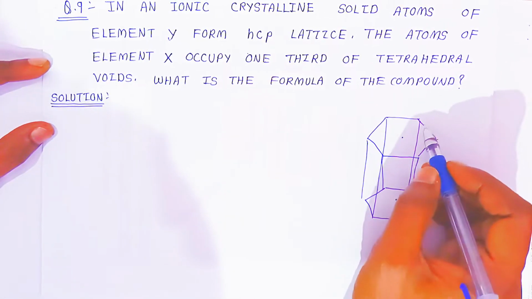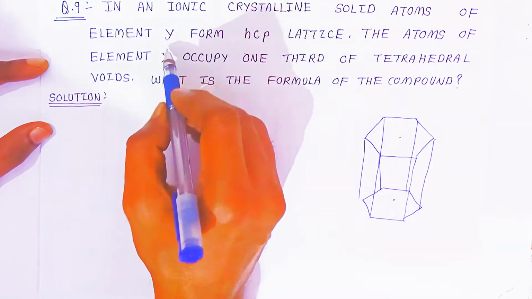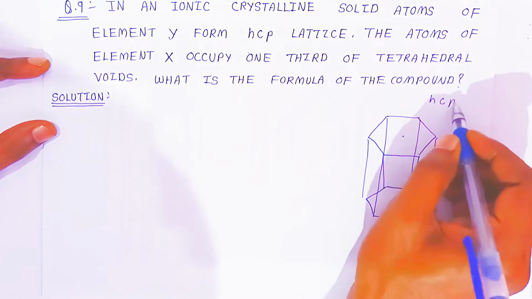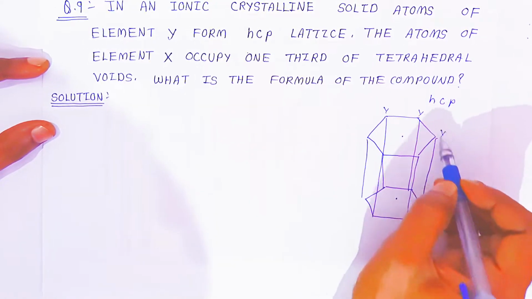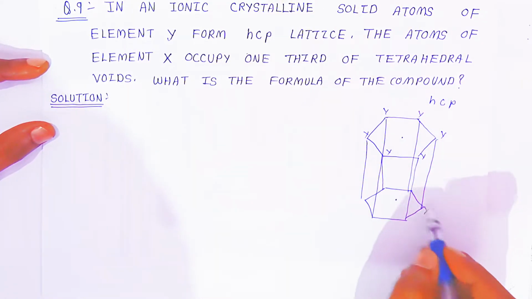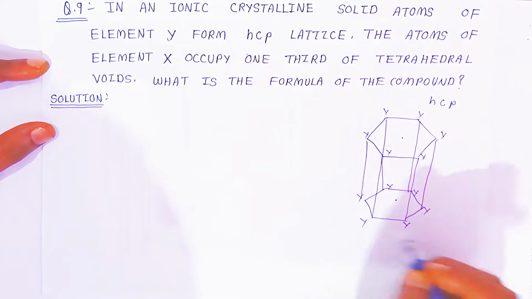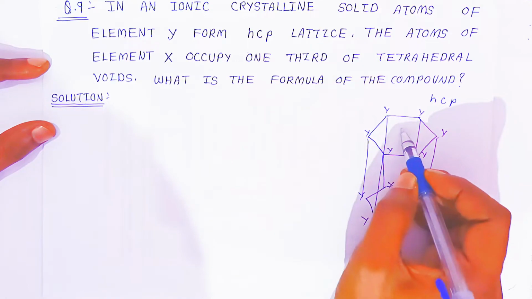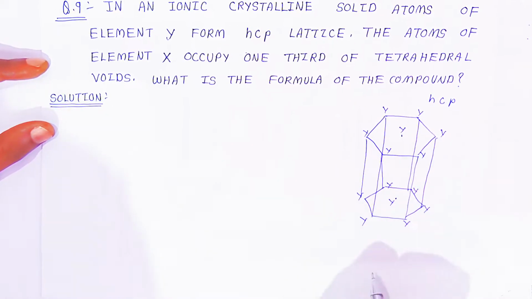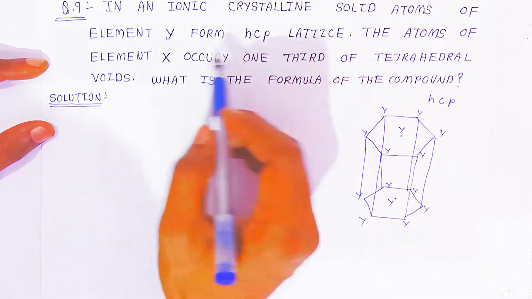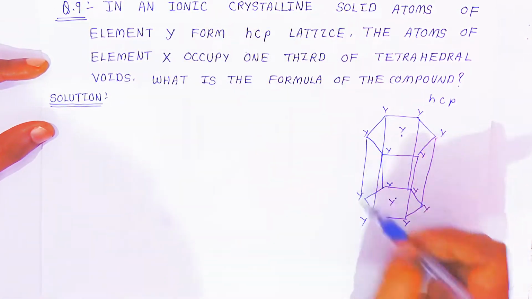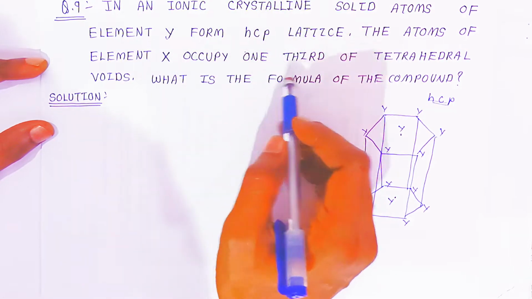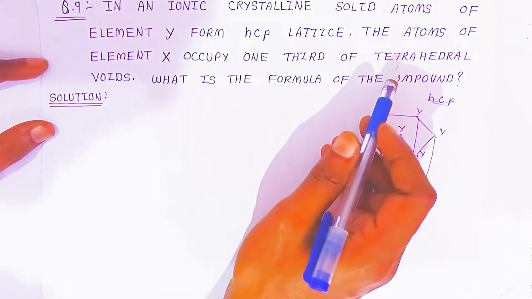Total how many corners are there? Now at the corners, students, Y forms the HCP structure. These are the corners. There will be 12 corners, students. Now, how many surfaces? Two surfaces, one above, one below. This hexagonal close packing is occupied by Y. So Y is forming this HCP structure. The atoms of element X occupy 1/3 of the tetrahedral voids.